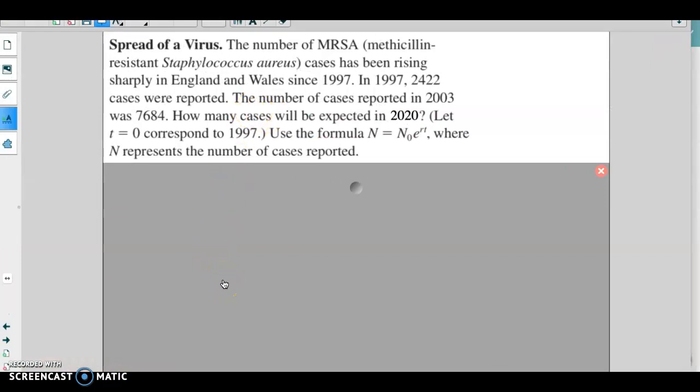Here is the word problem we're going to look at. So, spread of a virus, very relatable, right? The number of MRSA cases has been rising sharply in England and Wales since 1997. In 1997, 2,422 cases were reported. The number of cases reported in 2003 was 7,684. How many cases will be expected in 2020? And then it says, let t equal 0 correspond to 1997. Use this formula, N equals N sub 0 e to the rt, where N represents the number of cases reported.